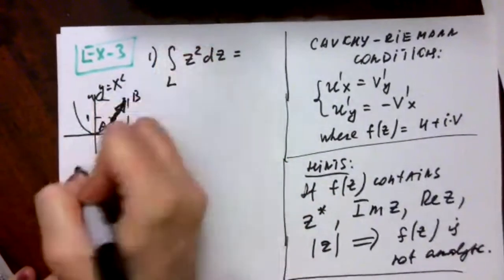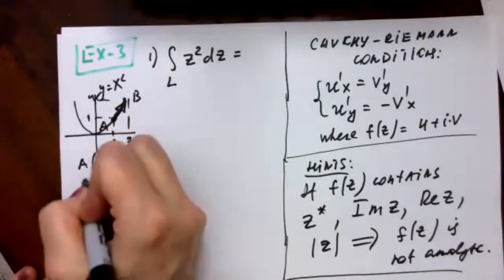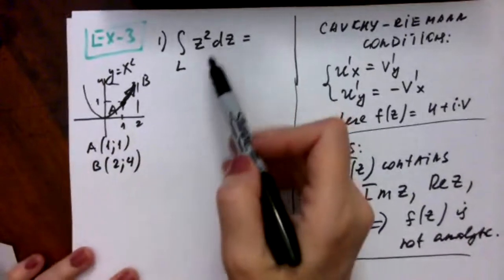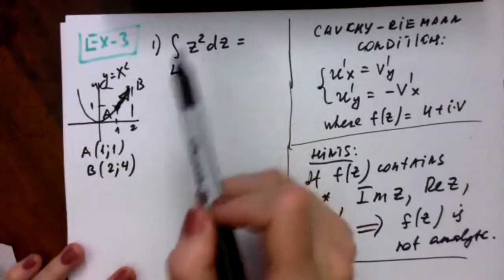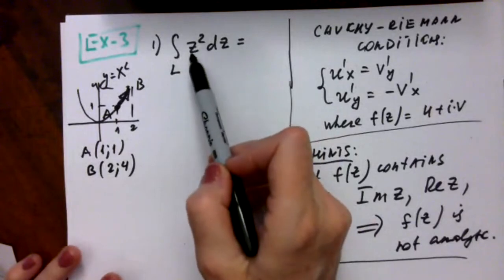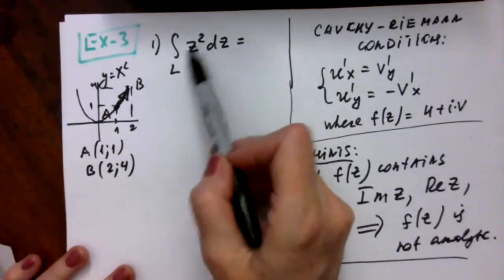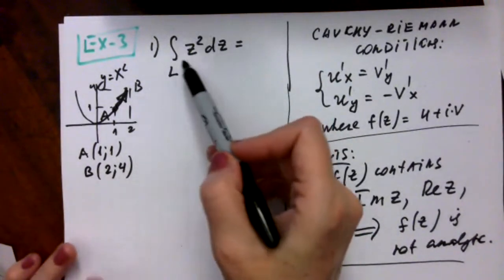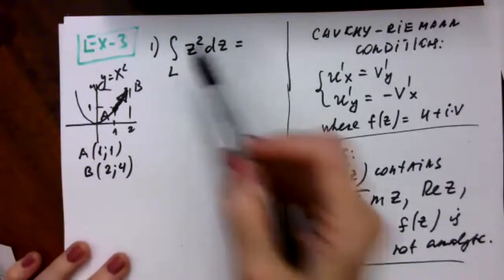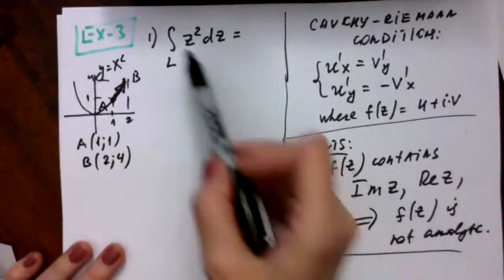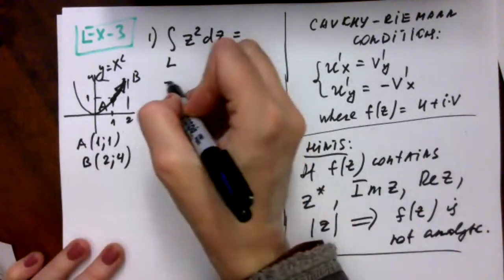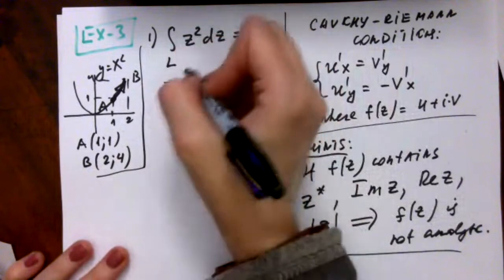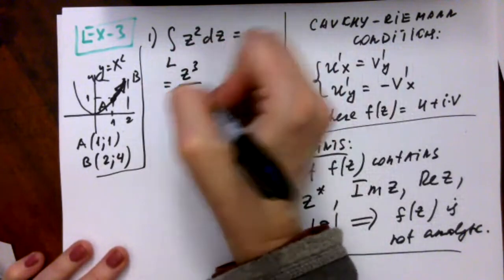The start point is A(1, 1). Maybe it's better to rewrite it here. And the ending point is B(2, 4). And you are asked to calculate this integral. Of course, you can always use this path parameterization. You can substitute x plus i times y instead of z and do everything which we did in our previous examples. But you know what? This function is 100% analytic because it doesn't contain these weird things, and also it doesn't have singularity points. That is why we can treat this function as an ordinary function from our past. So what is the antiderivative? z cubed divided by 3.